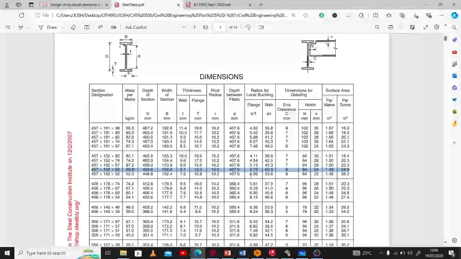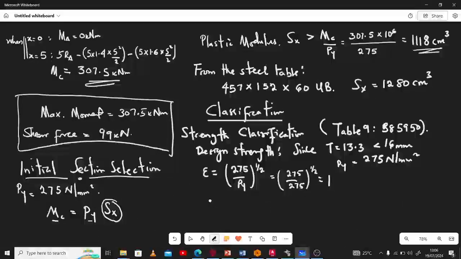So B over T is 5.75 from our table. Now let's compare with class 1, which is 9 epsilon, which gives us 9 times 1, which is equal to 9.